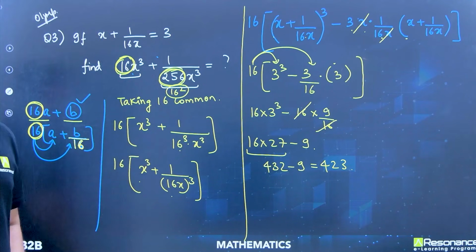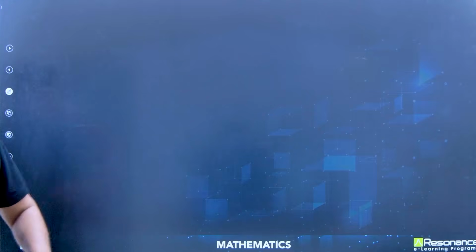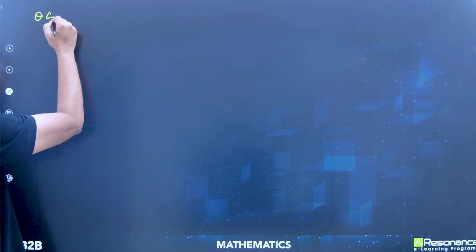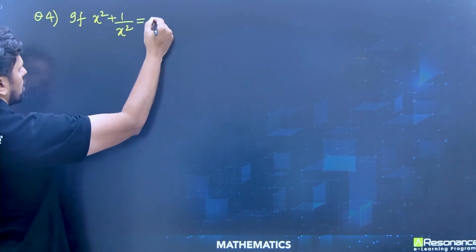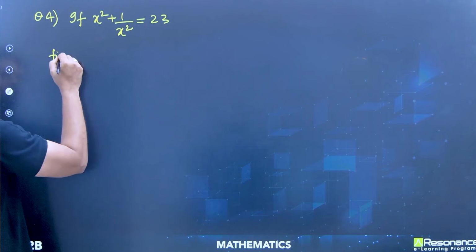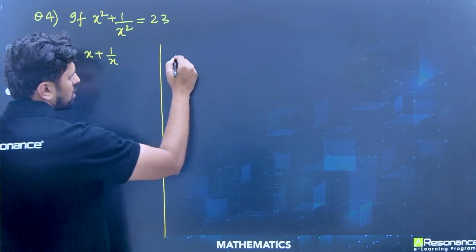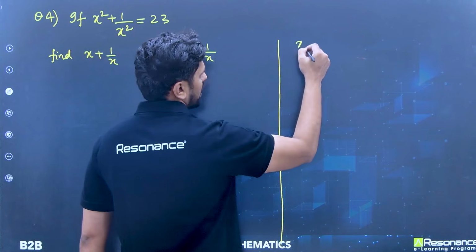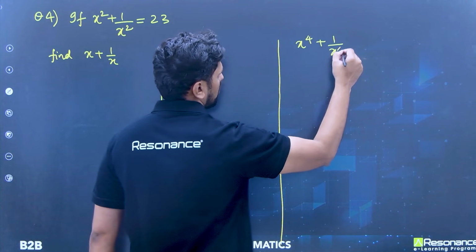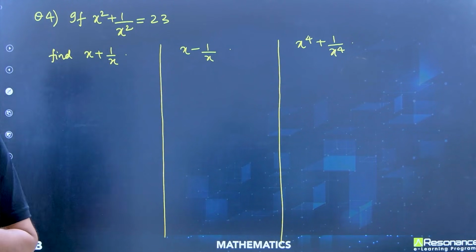Just give it a minute also. Solve it again. Okay, let's do one more problem. If x square plus 1 by x square is equal to 23, find x plus 1 by x, x minus 1 by x, and you can find x to the power 4 plus 1 upon x to the power 4. Three things we have to find in this.